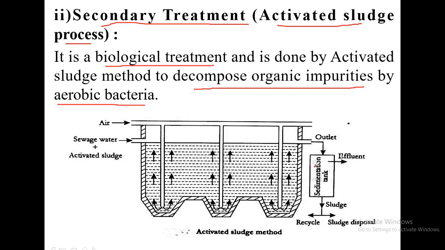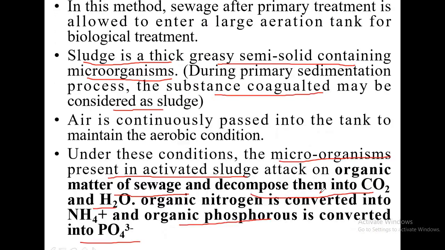BOD means biological oxygen demand, because almost all the organic impurities are completely converted into carbon dioxide and water, and sludge gets settled here. A part of that sludge is called activated sludge, and this activated sludge is rich in microorganisms. Part of that sludge is again taken for treating the next batch of sewage water, and the remaining sludge can be disposed of or used as manure.